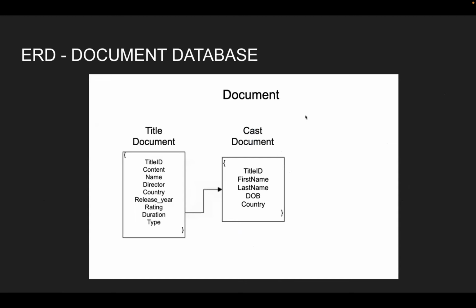So here is our database. I will talk about the document database first because it is easier to understand for our ERD. In the document database, there are two documents. The title documents include the title ID, name, director, and release year of the movie or TV show. The cast documents include all the basic information of the actors. Next, please.